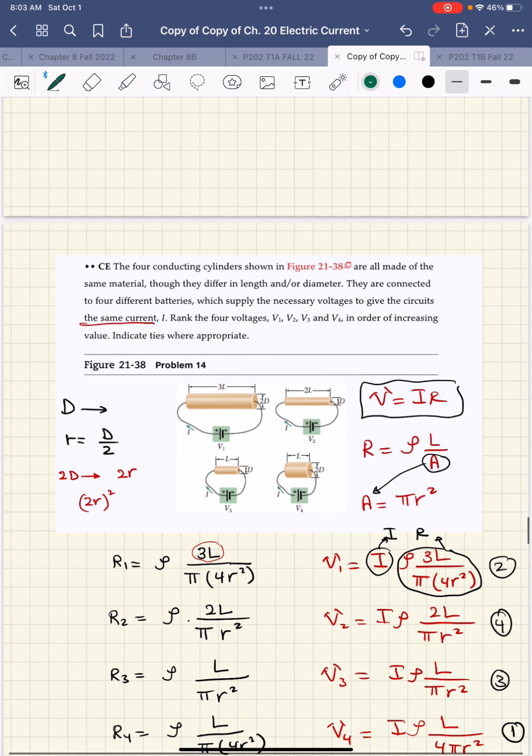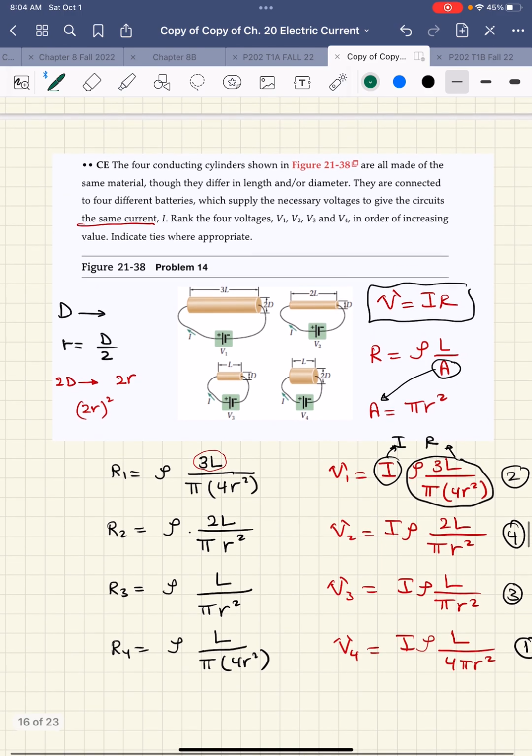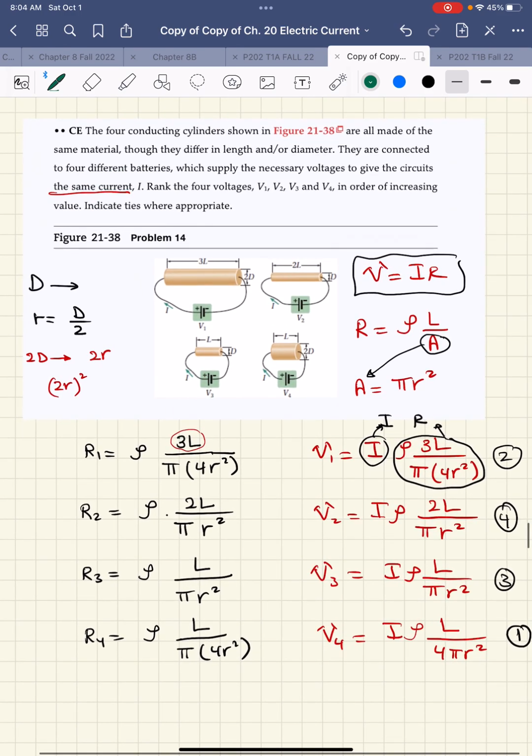Let's look at this question here. We have 4 conducting cylinders shown in the figure, all made of the same material, though they differ in length and/or diameter. They are connected to 4 different batteries, which supply the necessary voltage to give the circuits the same current. So in all of these, we have the same current. Rank the 4 voltages, V1, V2, V3, V4, in order of increasing value. Indicate ties where appropriate.